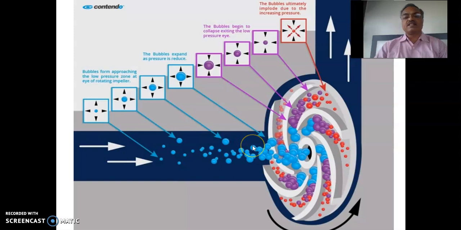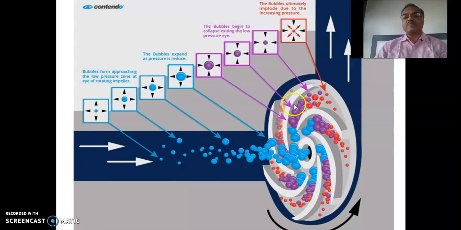See again here another picture. These bubbles are getting formed here only if the suction pressure goes below the vapor pressure. So this bubble grows in size. Here you can see they are maximum in size because the suction pressure is maximum here at the eye of the impeller. Those bubbles get carried away along with the stream of water.